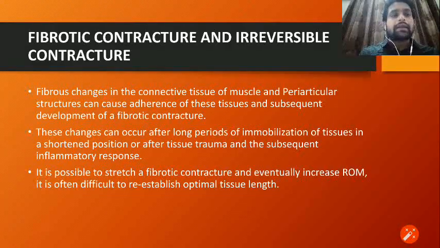Fibrotic contracture and irreversible contracture. Fibrous changes in the connective tissue of the muscle and periarticular structures can cause adherence of these tissues and the subsequent development of fibrotic contractures. These changes can occur after a long period of immobilization, and it is possible to stretch a fibrotic contracture and even increase range of motion, but it is often difficult to re-establish optimal tissue length.